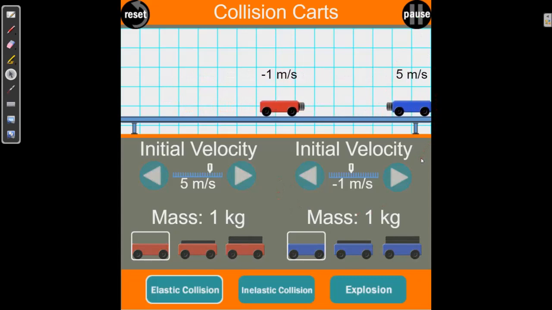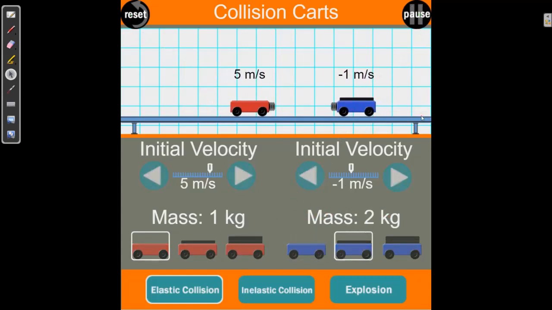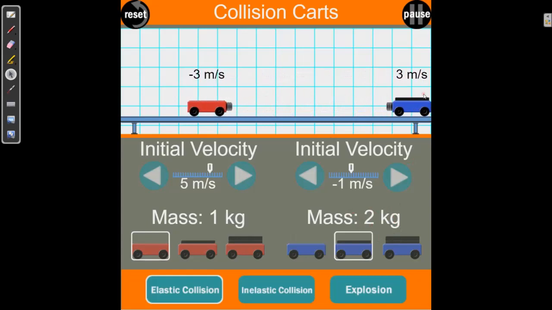Okay, so you can see again they flip-flopped velocities there because they have the same mass. But if they have different masses, then that won't work. So I changed the mass to 2 kilograms. Now notice that those velocities didn't just swap there.